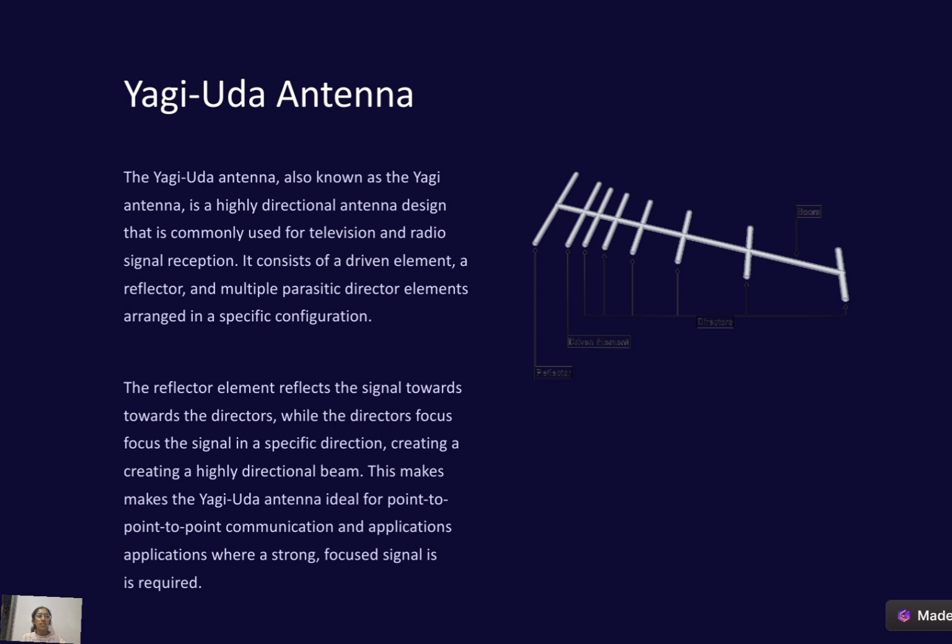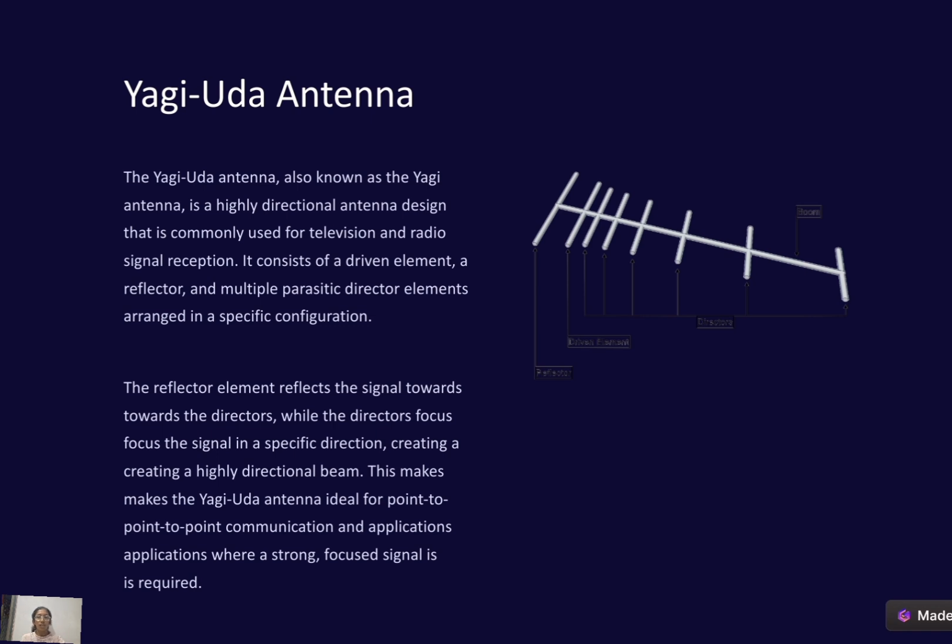Yagi-Uda antenna: this is also known as a Yagi antenna, a highly directional antenna design. This is commonly used for television and radio reception in the olden days. It consists of a driven element, a reflector, and multiple parasitic director elements arranged in a specific configuration. The reflector element reflects the signal in one direction, while the directors focus the signal in specific directions, creating a highly directional beam. This makes a Yagi antenna ideal for point-to-point communication and applications where a strongly focused signal is required.